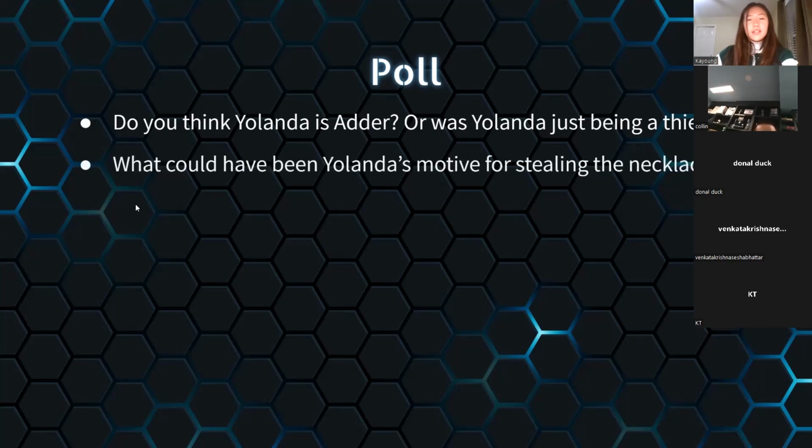And what would her motive be? You know, when you arrest somebody for a crime, you need motive, right? Like you need how they did it, where and when they did it, and then why they did it. So maybe she's just really broke, or she was bribed. Okay, that's possible. Okay, maybe she got forced to do it by Adder. That's also possible.